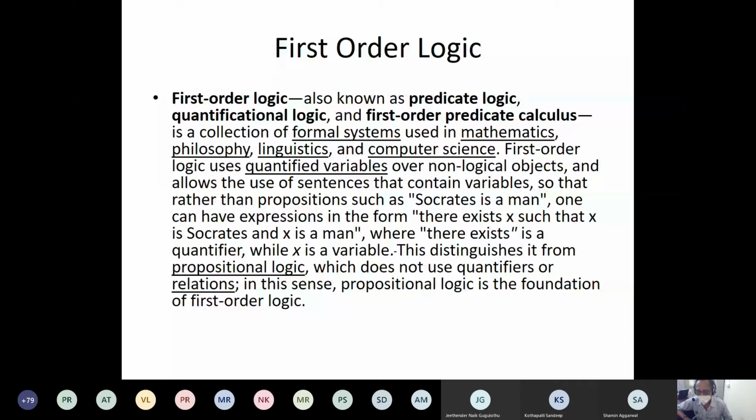First order logic uses quantified variables over non-logical objects and allows the use of sentences that contain variables as well as functions, so that rather than propositions such as Socrates is a man, one can have expressions in the form there exists an X such that X is Socrates and X is man. Where there exists is a quantifier, while X is a variable. This distinguishes it from propositional logic, which does not use quantifiers or relations in this sense. Propositional logic is the foundation of first order logic.